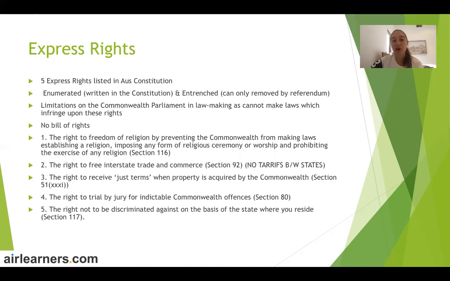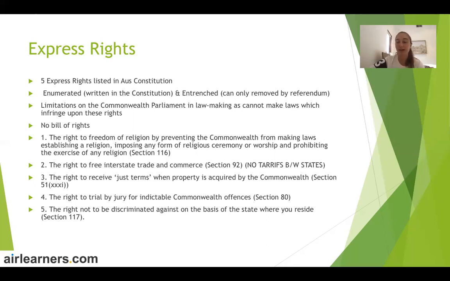The next check on Parliament is our express rights. We have 5 express rights that are listed in the Australian Constitution, and they are enumerated and entrenched. What that means is that they are written in the Constitution and can therefore only be removed by referendum. The express rights act as a limitation on Commonwealth Parliament, because Commonwealth Parliament cannot make laws which infringe upon these rights. Unlike the US, we don't have a Bill of Rights. So these are the only 5 rights which are listed in our Constitution.